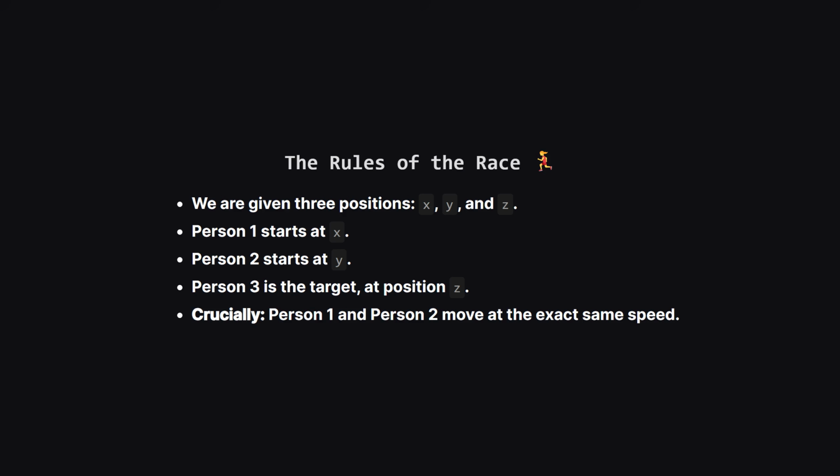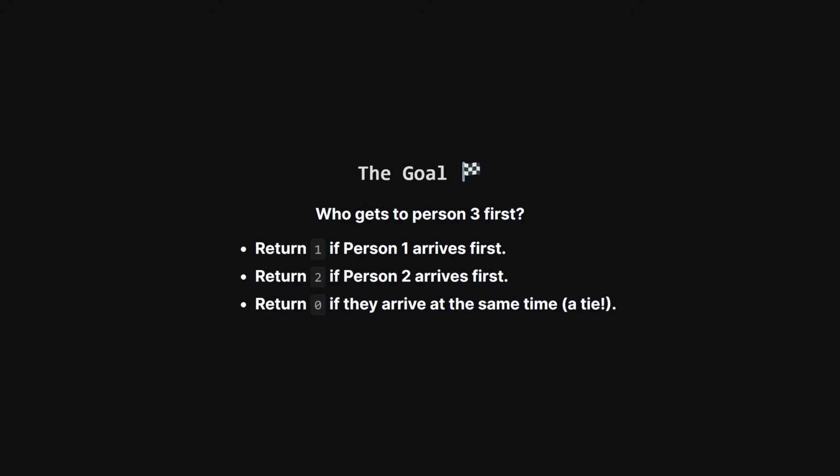Think of Z as the finish line. Both person 1 and person 2 are racing towards Z. The most important rule here, the one that makes this whole problem solvable, is that they move at the same speed. Our job is to figure out who wins the race.